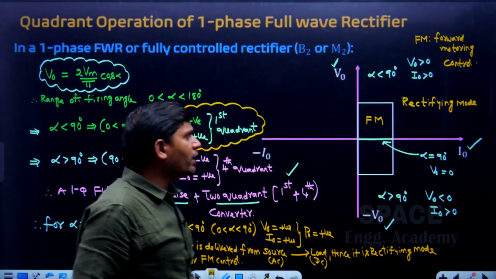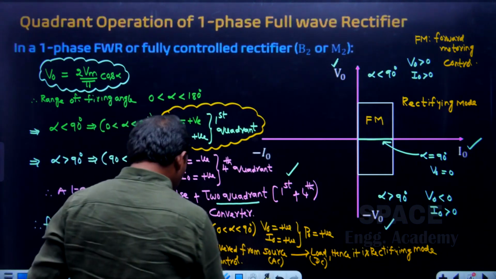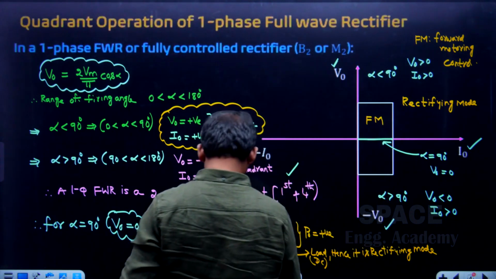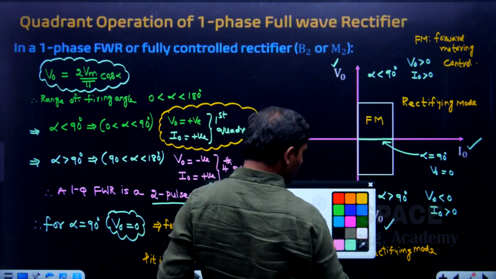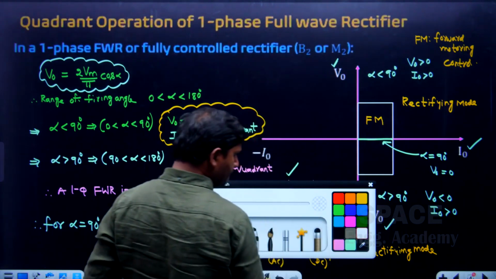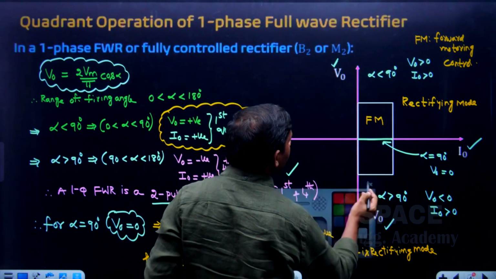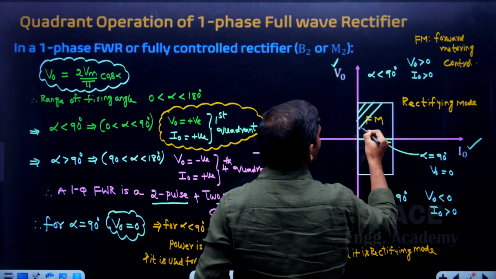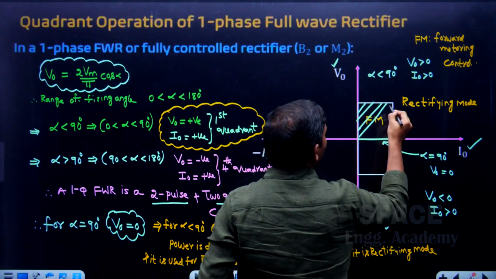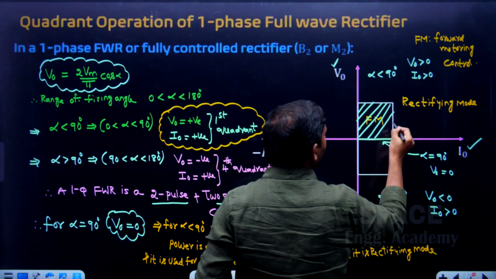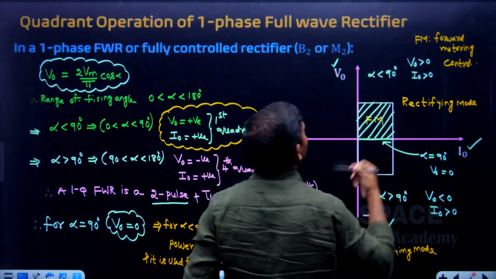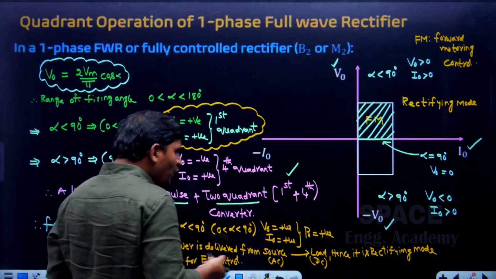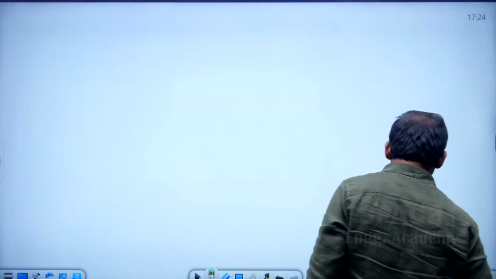In the first quadrant, it is operated in which mode? Rectifying mode. Okay, you have to concentrate. It is used in which mode? Forward motoring mode, for alpha less than 90 degrees. Yes friends, what about alpha greater than 90 degrees?